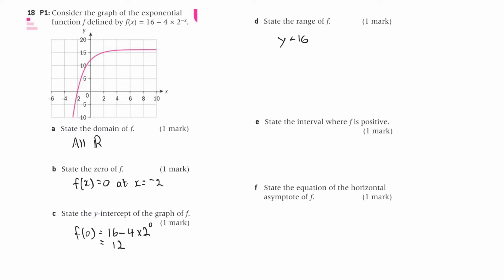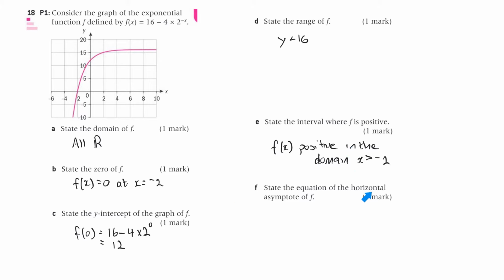D, state the range of f. All right, so the range is the y values. Now we know it has an asymptote here at 16. From the equation we can see that's 16. That's indicating the asymptote is at 16. So it never reaches 16. Y is less than 16 is the range. E, state the interval where f is positive. So we're looking for where the function is positive. Well, clearly from the graph you can see the function is positive. It's above the x-axis from minus 2. So the function is positive in the domain x is greater than minus 2.